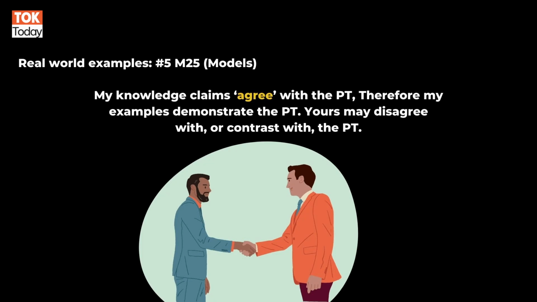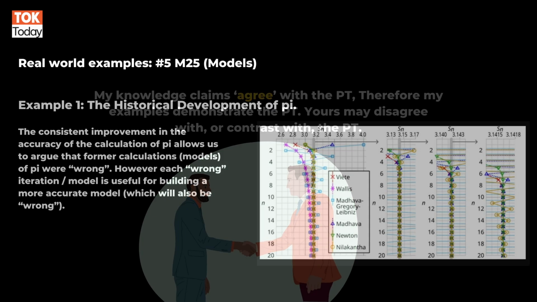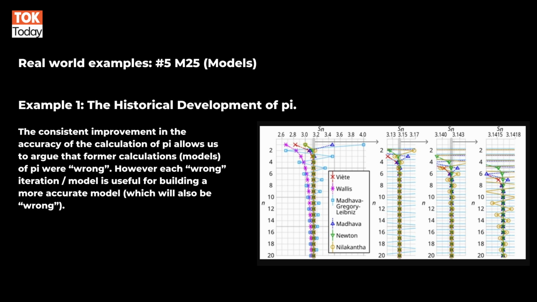The knowledge arguments that I've used all generally agree with the prescribed title that models are wrong but useful. Therefore, my examples also tend to show that models are wrong but useful. Examples that I could use include the example of the historical development of pi over time, as I briefly outlined at the beginning of this video. That's a great example for what is meant by wrong, like at what point is pi considered to be wrong, and at what point was it considered to be correct.